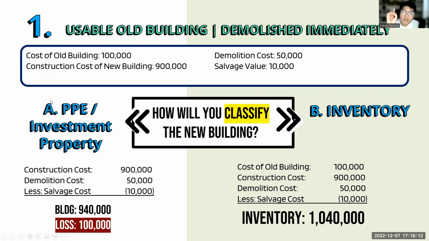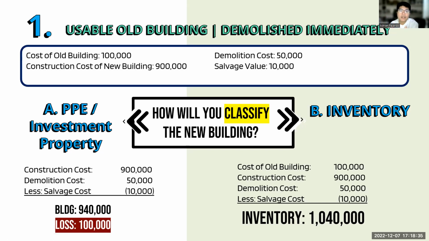If scenario 1, you categorize it as PPE or investment property, what you have to include would be the construction cost of the 900,000 of the building plus the demolition cost minus the salvage cost. So, yung building mo is 940,000. And then yung cost of your old building na dinemolish mo is a loss of 100,000. Okay?